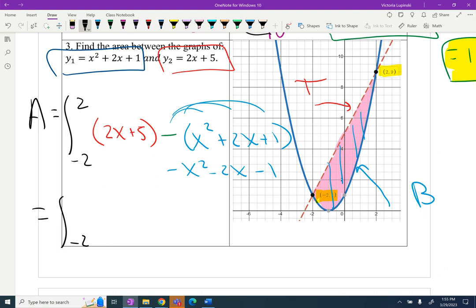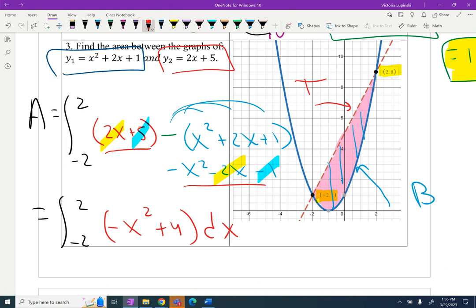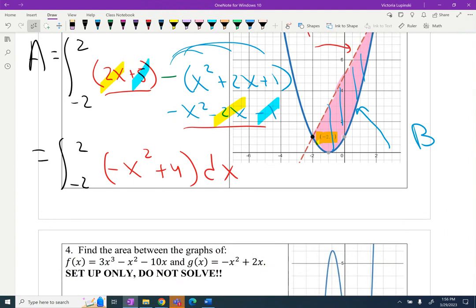So this is the integration from -2 to 2. This 2x plus 5, this negative x squared minus 2x minus 1, go ahead and combine like terms. So I'm going to put the negative x squared first. Tell me something about these x's. They actually cancel. And then tell me about 5 minus 1. It's 4. And again, you really should dx it. Once you do the top minus bottom, then you're free to integrate and solve, which is just what we've been up to. So from here, you're going to get negative x cubed over 3 plus 4x, going from -2 to 2.